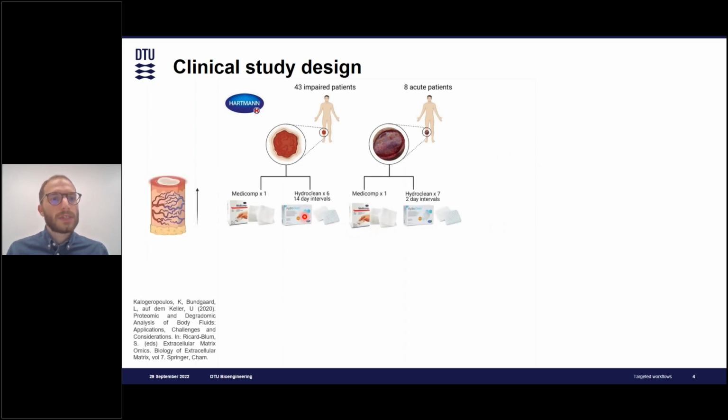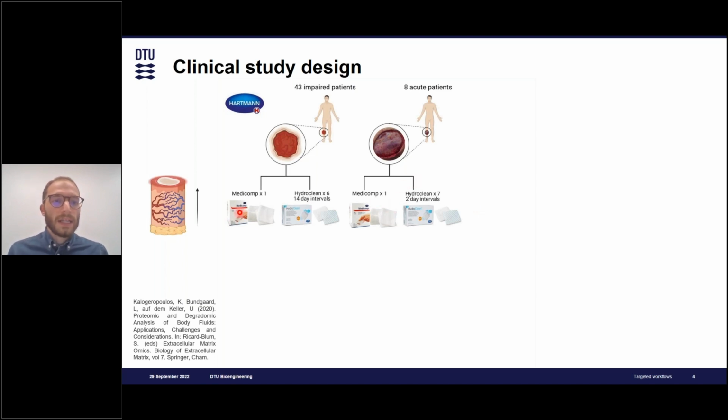And what we get out of this group is the bandages that were used to treat these patients over the course of wound healing. So we obtain 7 bandages in the case of impaired healing and 8 wound dressings in the case of the control group. And these are 2-week intervals in this group and 2-day intervals in the acute group. So we have time-resolved wound dressings or wound exudates from these patients.